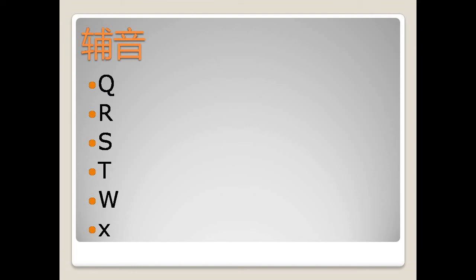Next, qi. It is pronounced as Q in English, but in Chinese, it is pronounced as qi. Next, it is pronounced as R in English, but in Chinese, it is pronounced differently. Next, it is pronounced as S in English, but in Chinese it is pronounced as S. Next, tu. It is pronounced as T in English, but in Chinese it is pronounced as tu.